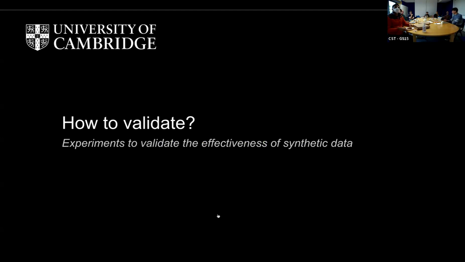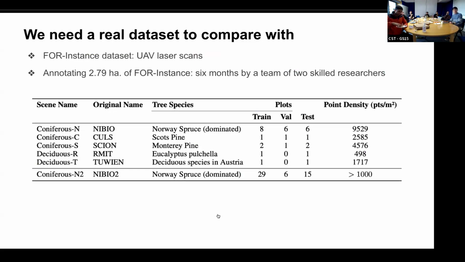Okay, I talked a lot about the forest, but how are we going to validate the effectiveness of synthetic data? I'm going to introduce some experiments we are going to run. First, I think we need a real data set to compare with, right? I already mentioned this instance data set, so here are some more details of this data set.